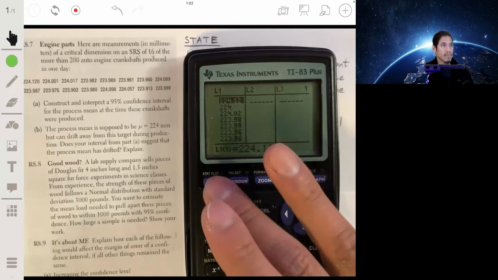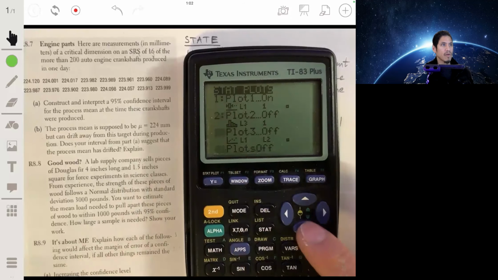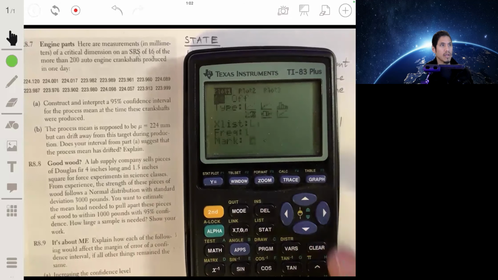And from here, I'm going to go to stat plot. So I'm going to press second, and then y equals. And just have one of your plots on. Make sure that the rest are off. So I'm going to go to plot 1. And I'm going to highlight the box plot.